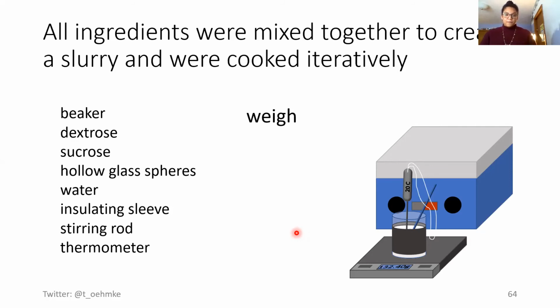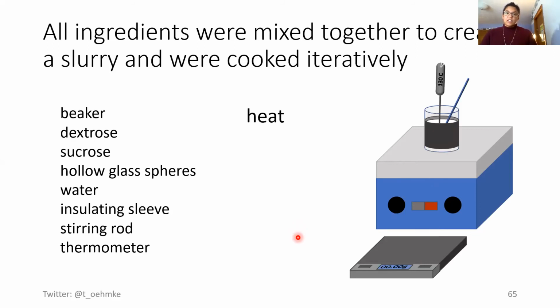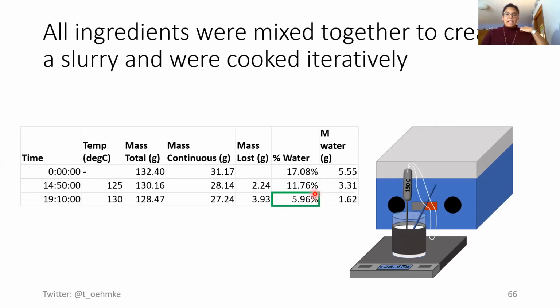Okay, so we mixed everything up. We've gotten all our measurements. We heat it. We want to make sure we don't lose any heat, so here's our insulating sleeve. And we weigh it again, and eventually we find this ideal water content. For us, it was between 5 to 6%. And that could take anywhere between 20 and 40 minutes. A lot of times we did a double batch, so we didn't have to make as many. And that took a little bit longer to cook.